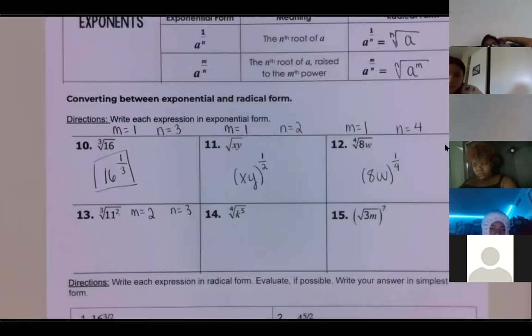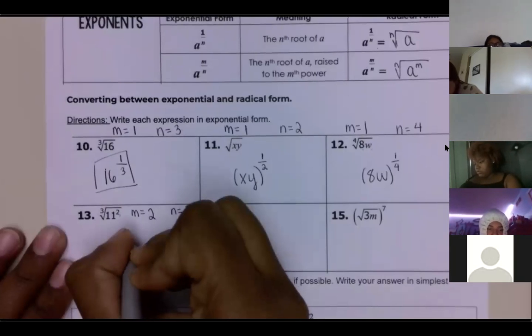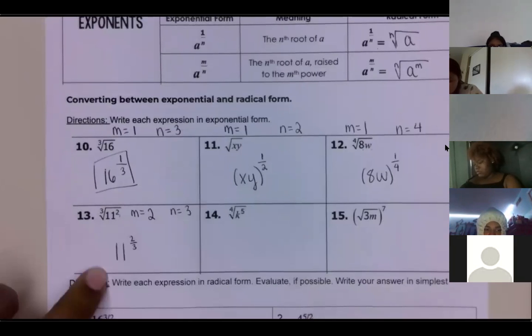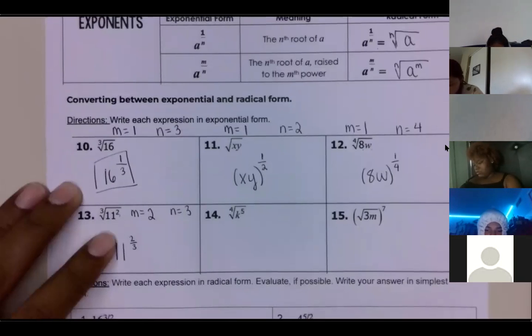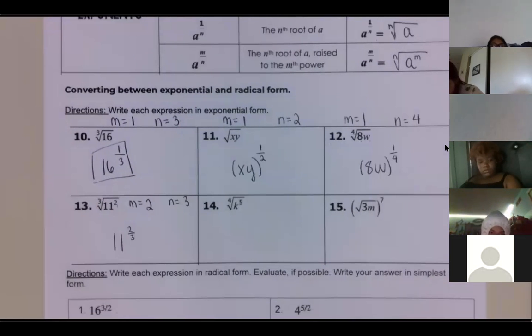It would be 11 squared in parentheses and then 2 over 3. So you actually don't have to put parentheses around it, because it's just 11. It's not like 11 and a variable. So if it's just a coefficient, you're fine. And then it's 2 over 3, yes, as your exponent. Good.